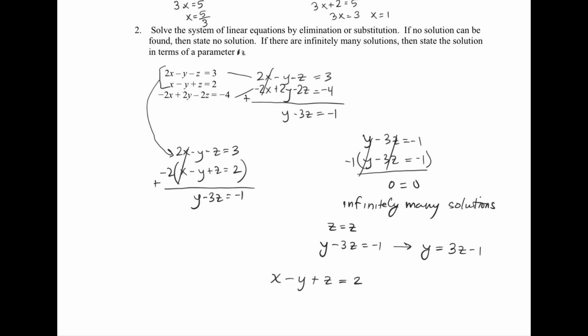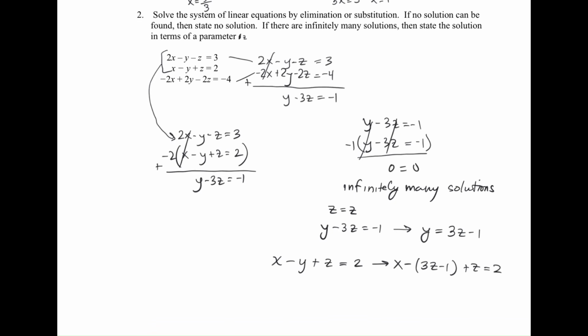it in here, we get x minus (3z minus 1) plus z equals 2.